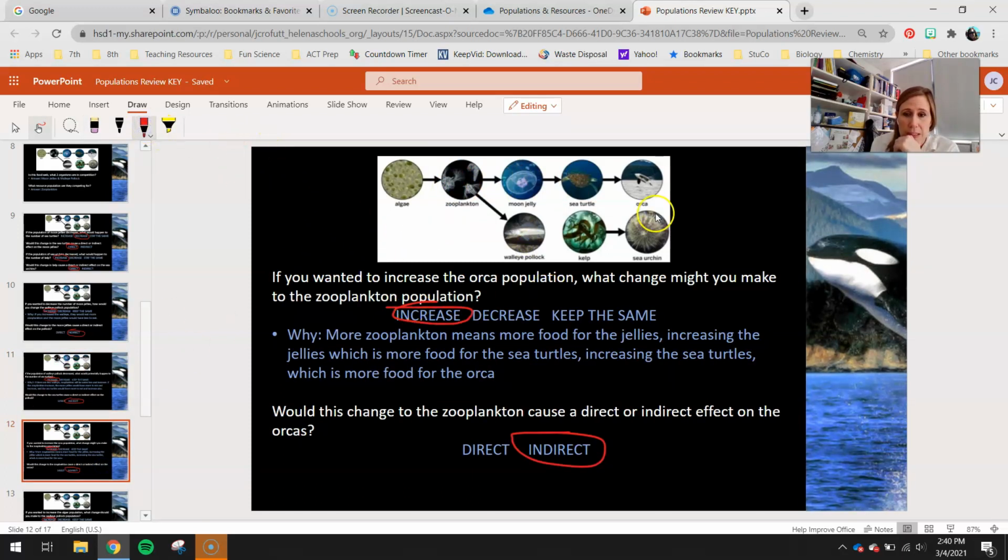If you wanted to increase the orca population, what change might you make to the zooplankton? Okay, so let's work backwards for this. If we want to increase orcas, we need to have more sea turtles. And in order to increase our sea turtles, we need to have more moon jellies for them to eat. And in order to increase our moon jellies, we would need to increase our zooplankton as well. So I explained that in reverse. If we're looking at a direct line in this food web, the more food an organism has, the more reproduction it can go through, therefore more births over deaths, and that should increase our whole line there. And that, again, will be an indirect effect.